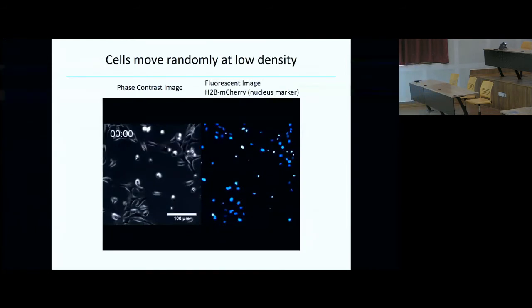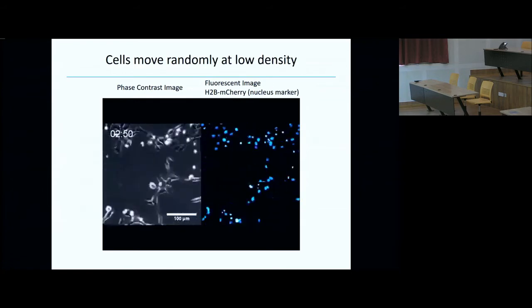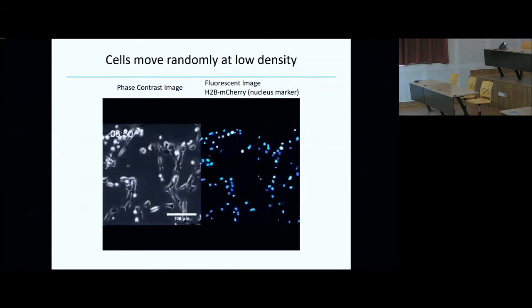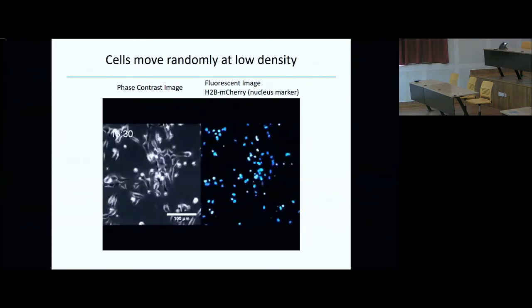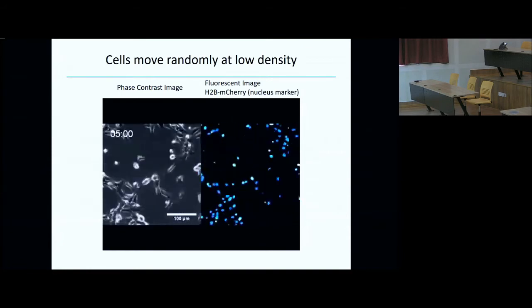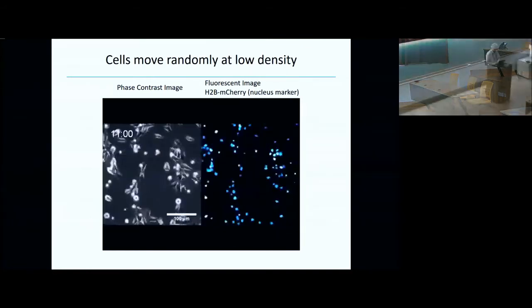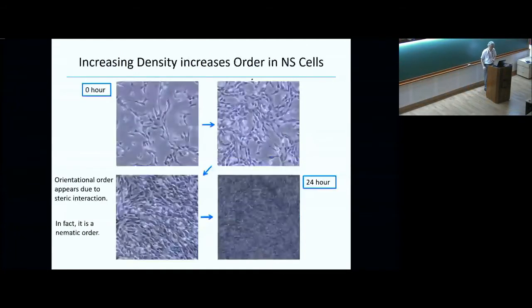So let's start from the low magnification. At low density, the cells move randomly. The left-hand side is a phase contrast image. The right-hand side is a fluorescent image, which shows the motion of the nucleus marked by mCherry. The cells divide, and the doubling time is about 1 day. And when the density becomes high, we see a more ordered state.